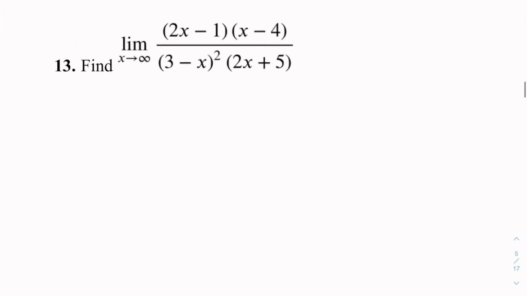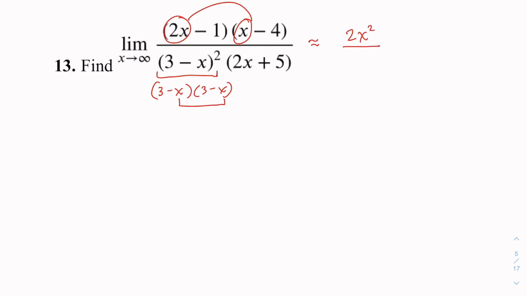Let's try 13 together. Again, I'm looking for leading terms. That'll give me 2x squared on top. On the bottom, very carefully, I'm noticing that if I were to multiply 3 minus x times 3 minus x, my highest degree term would be a positive x squared, plus some other stuff.